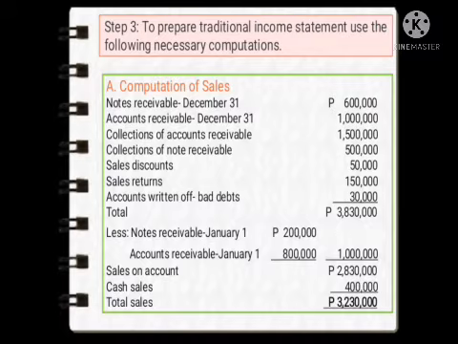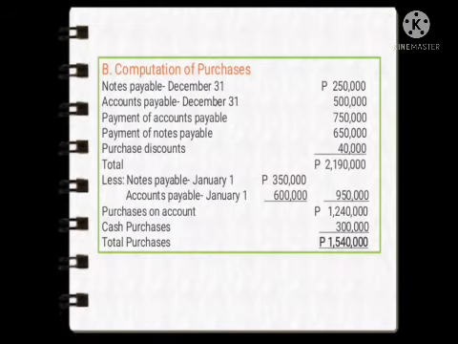Next is to compute the purchases. The notes payable at December 31, 250,000, add the accounts payable at December 31, 500,000, payment of accounts payable, 750,000, payment of notes payable, 650,000, and purchase discounts, 40,000.